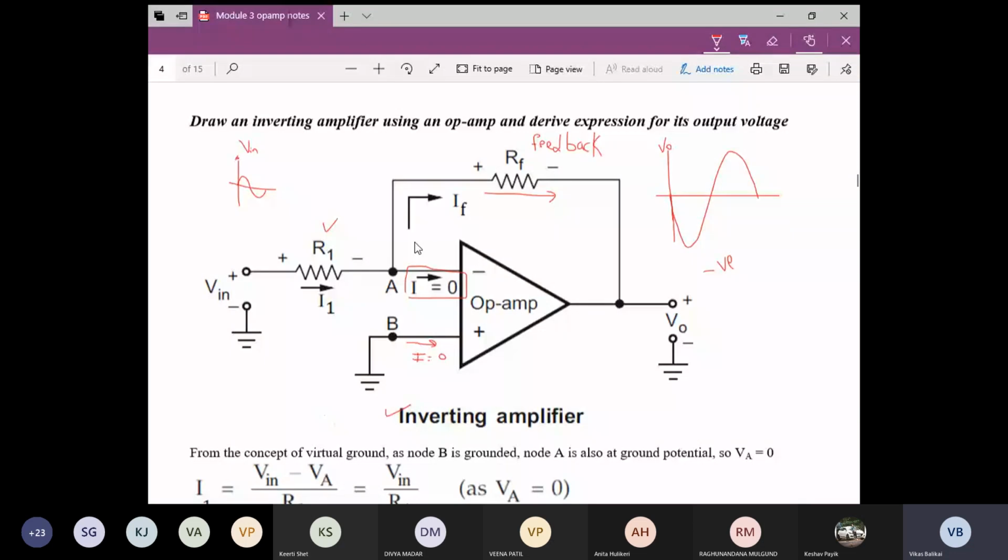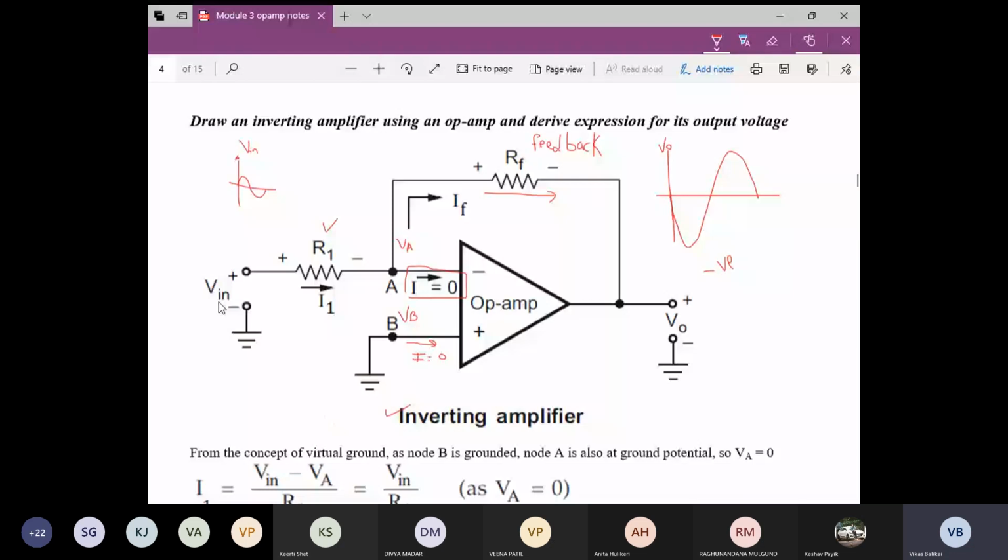If I mention VA and VB as two voltages at node A and B, and here is my Vin, tell me which is the input voltage to the entire op-amp circuit and which is the input voltage to the op-amp device. Quickly. Vin is the input and V0 is the output for the entire circuit, right? Because I am giving the input to the entire circuit. What about VA and VB? They are the input voltages for my op-amp device, right?